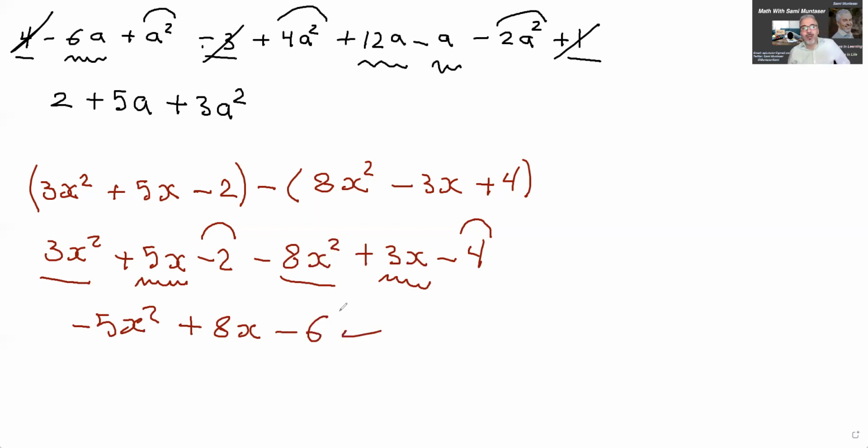And that's it. That's all we're going to do for collecting like terms. The most important thing is when you have a negative right here. If it was a plus, it wouldn't change any sign inside here. But when it's a negative, it changes all the signs inside the brackets. Okay.